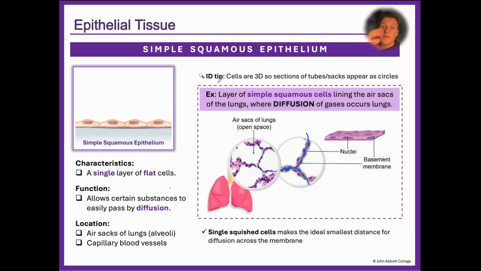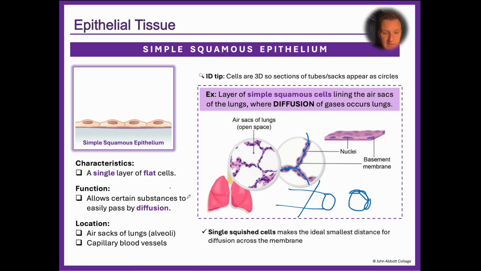Identification tips when you're looking at this under the microscope, right? Cells are three-dimensional and organs are three-dimensional. This is, as I said, like tubes or sacs, right? Like let's say I have my blood vessel here. When I chop the blood vessel like this, I'm going to see in 2 dimensions this over here. And I'm going to see my little squishy cells lining like this. It's going to look 2-dimensional, right? So it's going to look like a circle if I cut this.